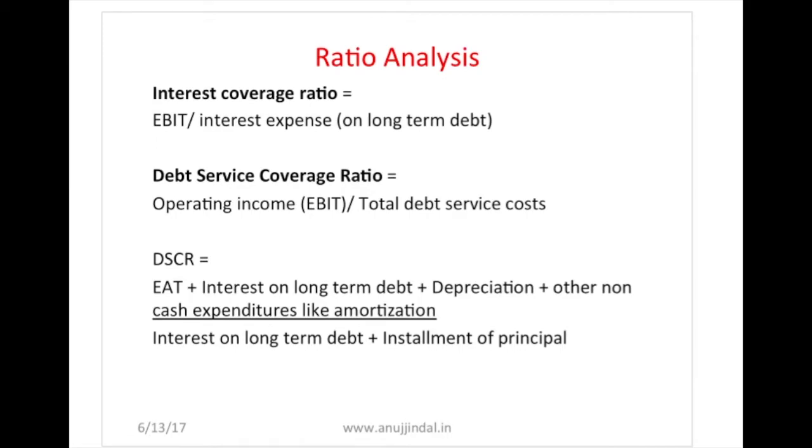The next one is the interest coverage ratio. Interest coverage ratio, another very important one. It is EBIT upon interest expense. Here interest expense is only on long term debt and not on short term debt.